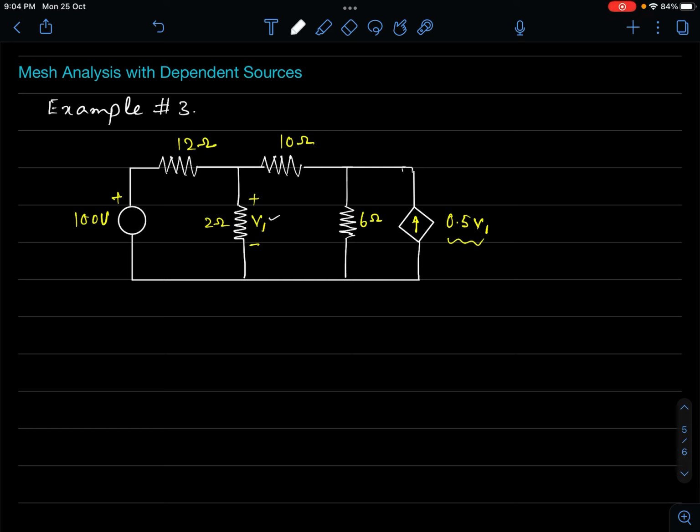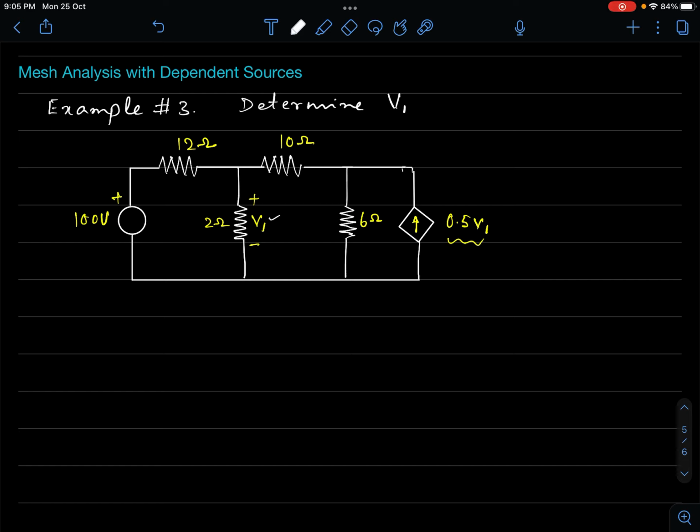current source. Now what is the thing that we are supposed to find? We are supposed to find V1. So in this problem, V1 is supposed to be determined. So the problem says determine V1. So how do we do this problem?